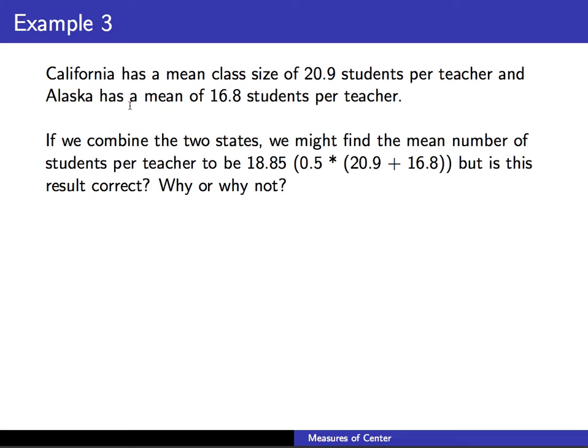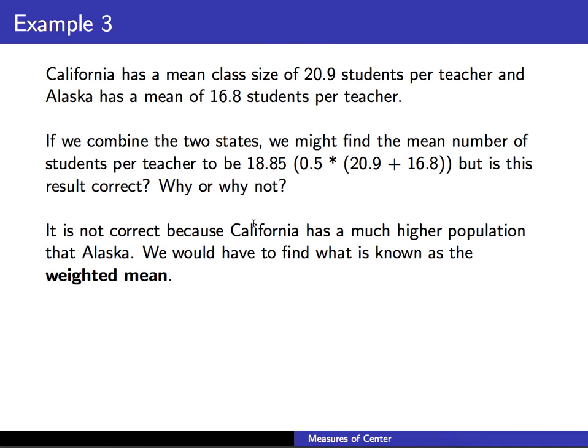If we take a look at the two states involved, at least at the time of this video, the state of California has a much, much larger population than the state of Alaska. In fact, I believe California has a larger population than the entire country of Canada, but that may not still be true. I don't know for a fact. But because California has a significantly larger population than Alaska, we can't just add their two averages together and come up with a new number and say that is the average of the students per teacher for both states.